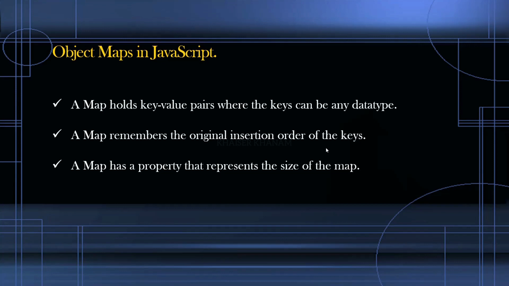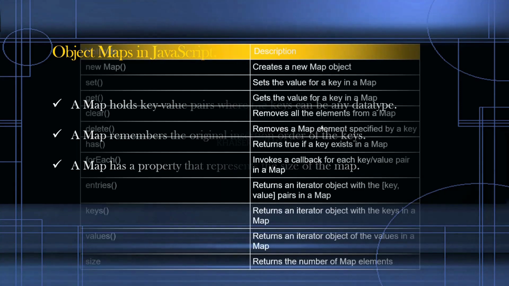A map is nothing but it will be holding key value pairs where the key can be of any data type. It can be string, it can be number, it can be boolean, whatever it is, a key can be any data type. But in sets we have already seen it will not be in key value pairs. Whatever insertion we are doing inside the map, it will remember the order of the keys. And also we have one size property inside this map.